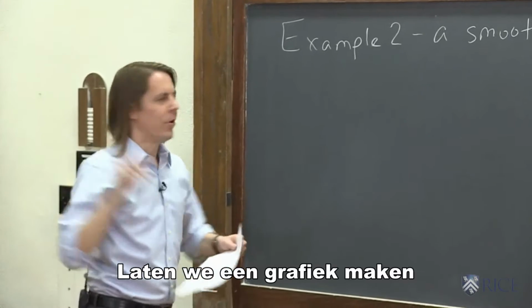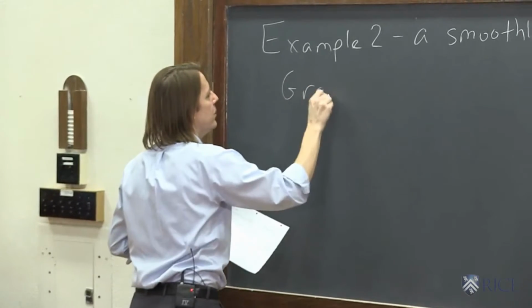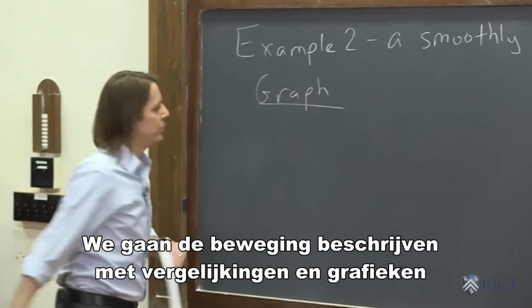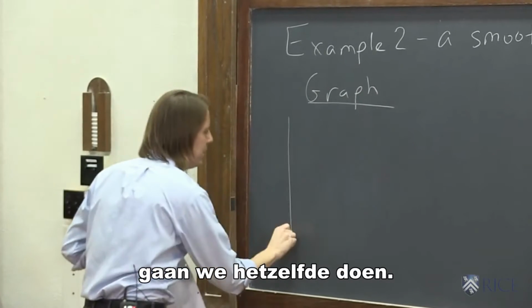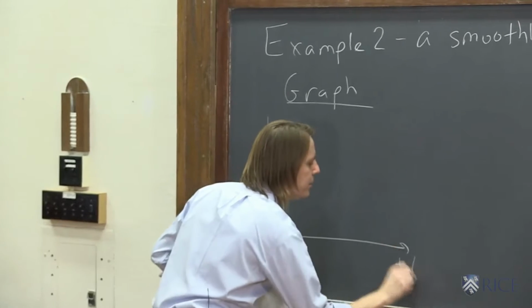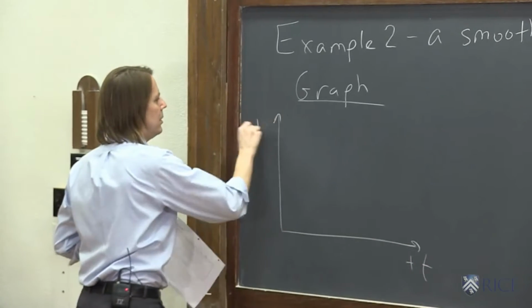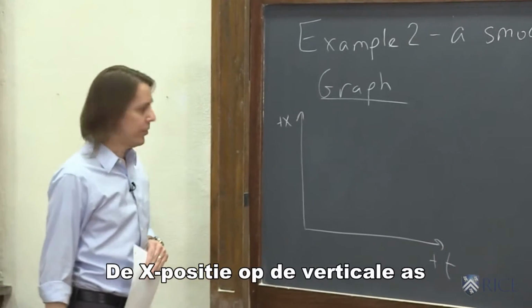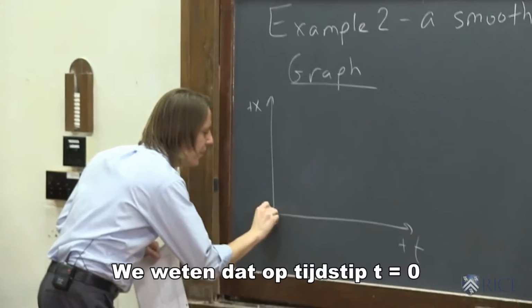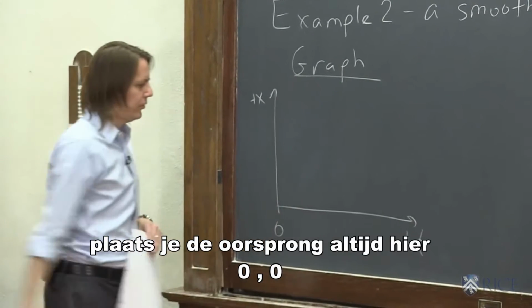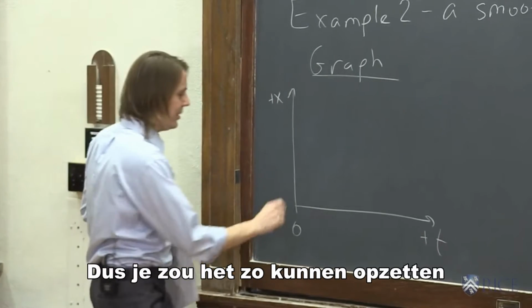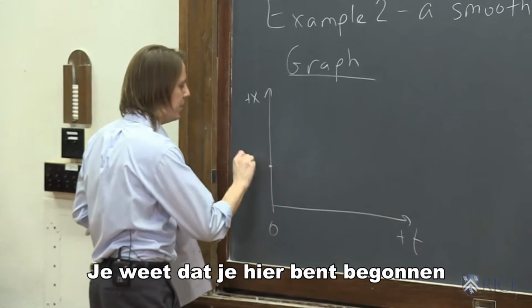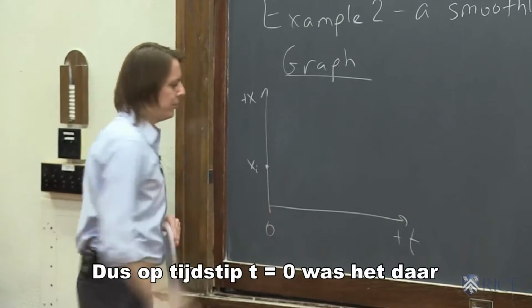Now let's first graph it. We're going to describe the motion with equations and graphs. So for the graph, we're going to do the same thing. It's going to be time on the horizontal axis, the x position on the vertical axis. We know that at time 0, we always put the origin here, 0, 0. We know at time 0, it started at xi. So you would plot it like this. You'd say, you started here. So at time equals 0, it was there.